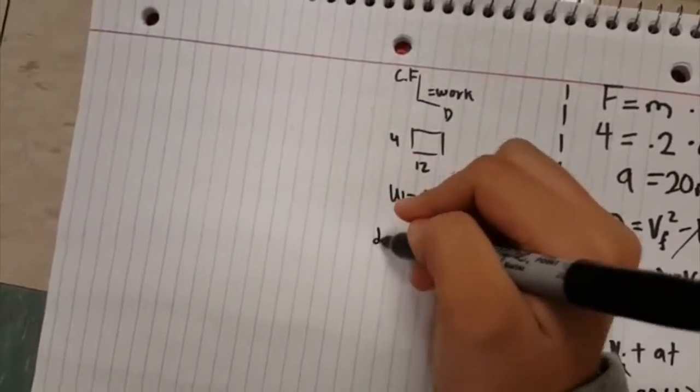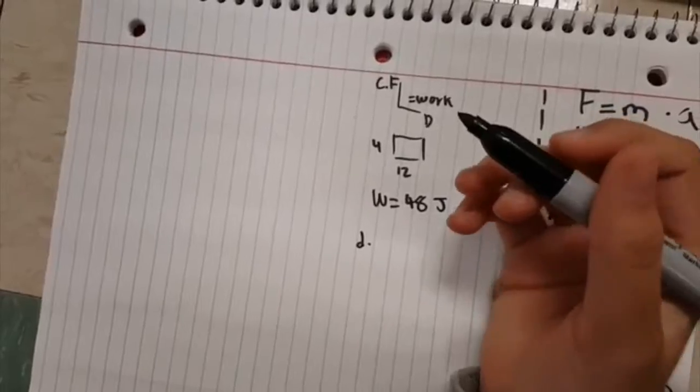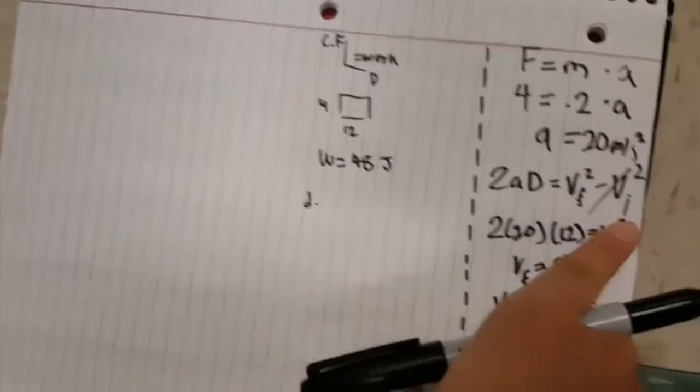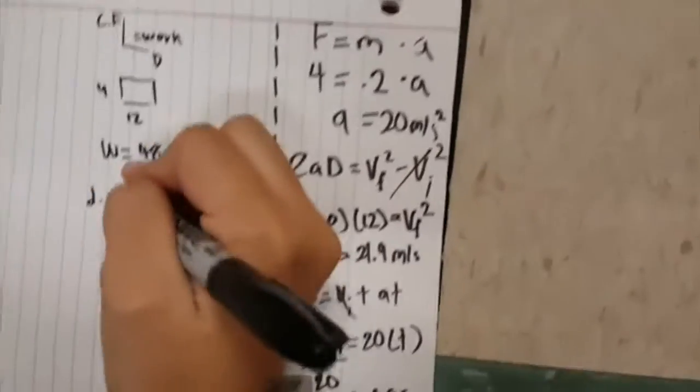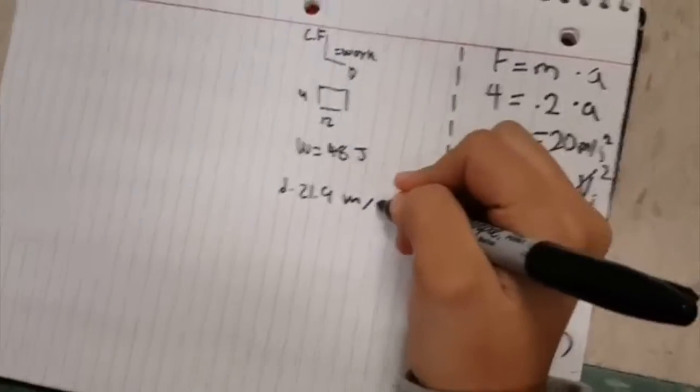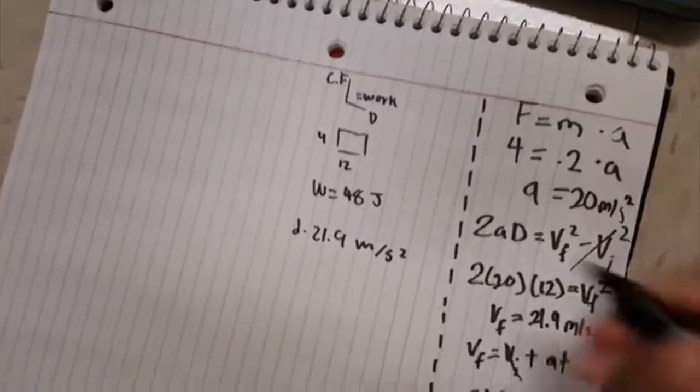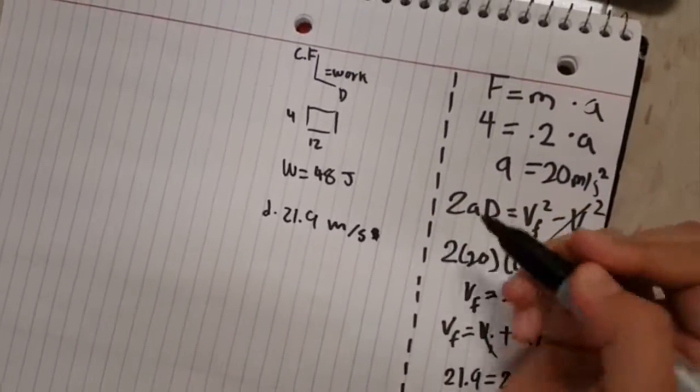And part D is asking for the speed of the object, but we already solved that in the previous problem. So the final velocity would be 21.9 meters per second squared. Or no, just meters per second.